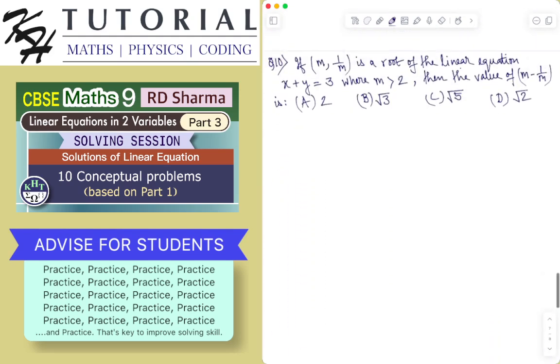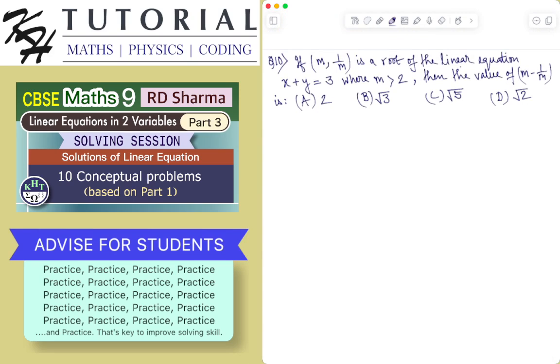Okay. If m comma 1 by m is a root of the linear equation x plus y equals 3, where m is greater than 2, then the value of m minus 1 by m is? Now, by now you must be very clear that from the fact that m comma 1 by m is a root of the equation x plus y equals 3, I can easily find out m. In this case, probably I will get a quadratic equation, but let's see what we get. The idea is that I will satisfy the ordered pair m comma 1 by m in the given linear equation x plus y equals 3.